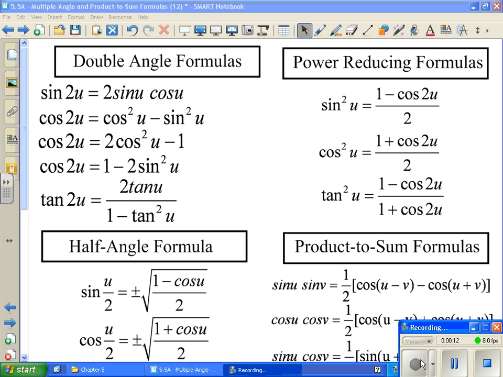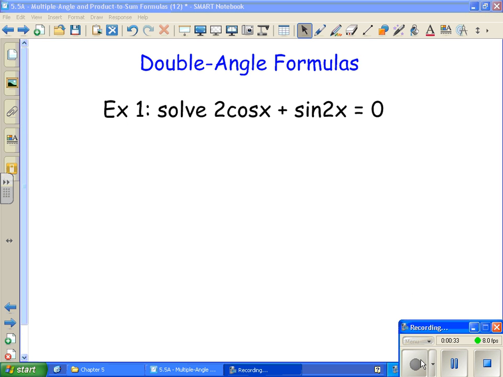Wow, there's a lot of formulas here. So hopefully you've had a chance to go to the website and print out from the handout section this formula page. There's other formulas on there, but these are also there. And today we're going to talk about the double angle formula and the half angle formula. Let's go ahead and try an example.